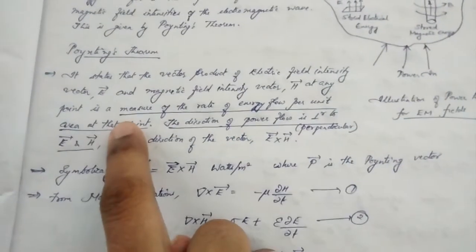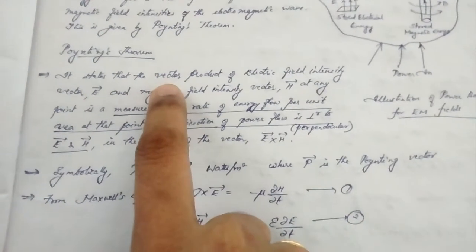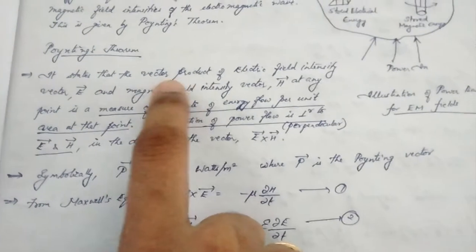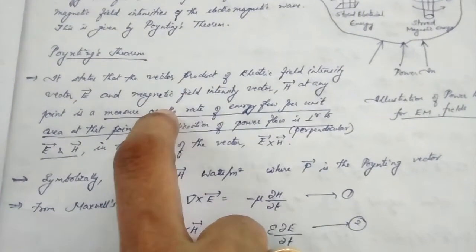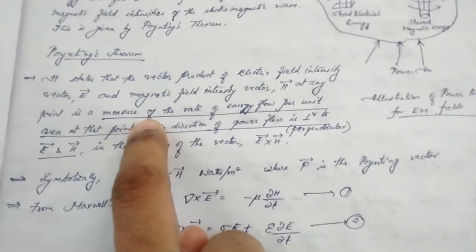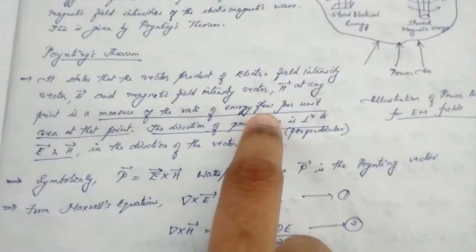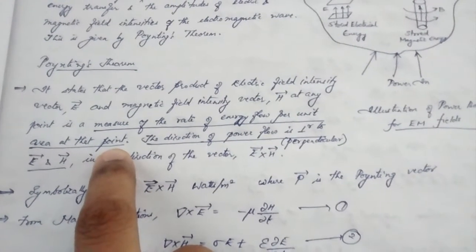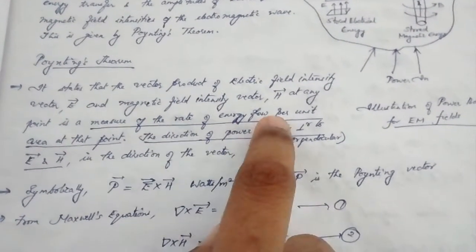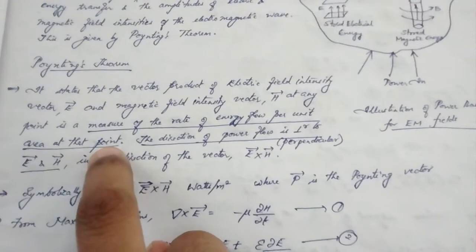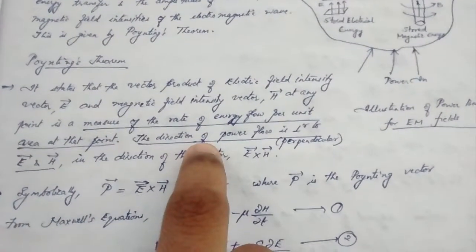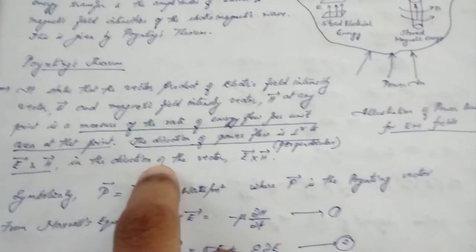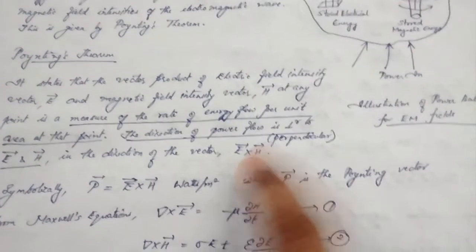Coming over to Poynting's theorem, it states that if you have electric field intensity E and magnetic field intensity H, the vector product of these two, that is E cross H, will give you the measure of the rate of energy flow per unit area at that point. Note that E cross H gives the rate of energy flow per unit area at that point, and the direction of power flow will be perpendicular to both E and H, that is, the direction of E cross H.